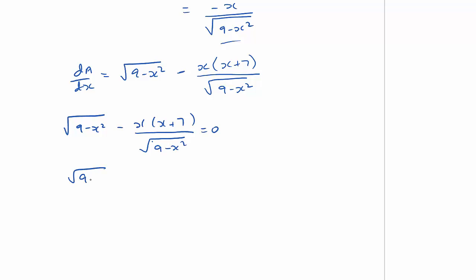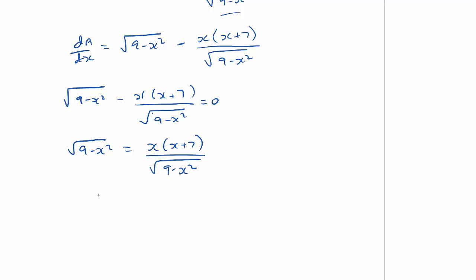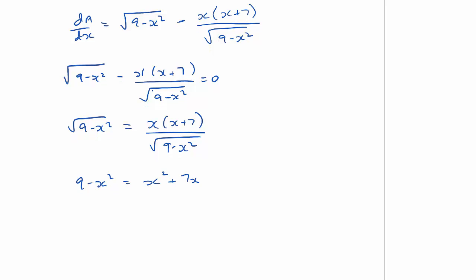So the square root of 9 minus x squared would be equal to x plus 7 over root 9 minus x squared. Multiplying both sides by the square root of 9 minus x squared gives me 9 minus x squared is equal to x plus 7, which we can expand out like so. And if we bring everything across to the right, so we're adding x squared here, so we have 2x squared, plus 7x, and then it will be minus 9 is equal to 0.